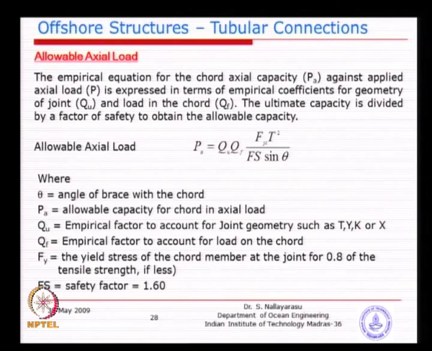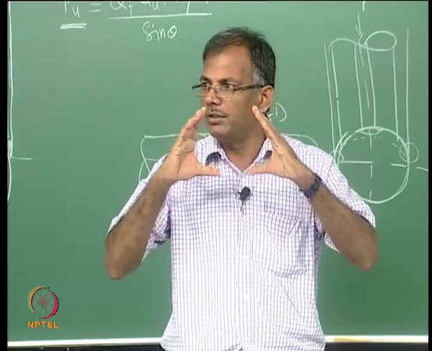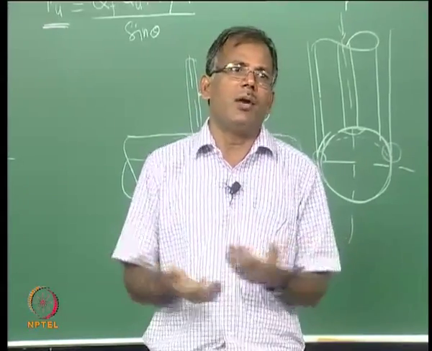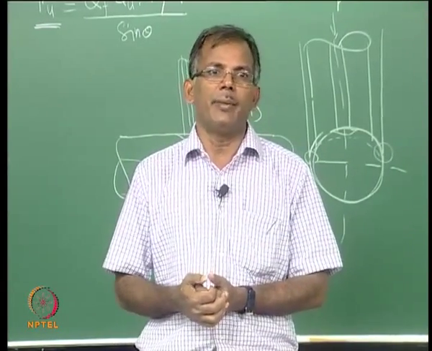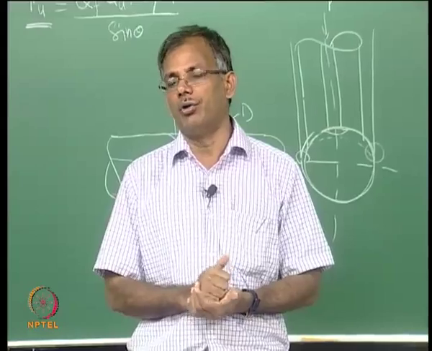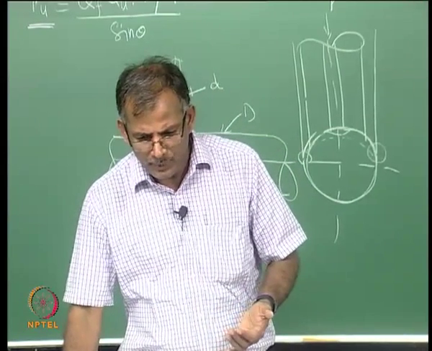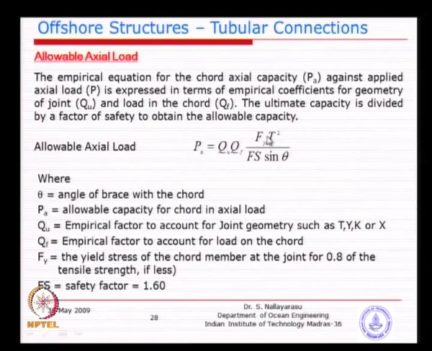That is why you have to use the chord yield stress multiplied by T square, that means the thickness of the chord. The bigger the thickness you make, it is just common sense, the stronger it is, it is going to carry a higher load. Now, these two parameters are very easy to understand, because they are the thickness and the yield strength of the chord pipe. Now, you have the other two parameters.